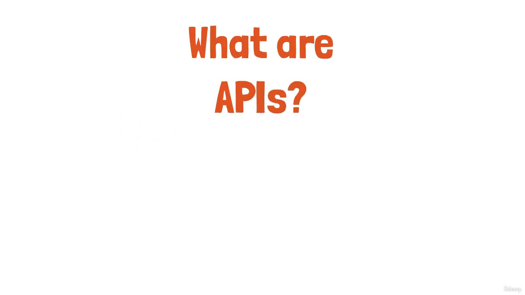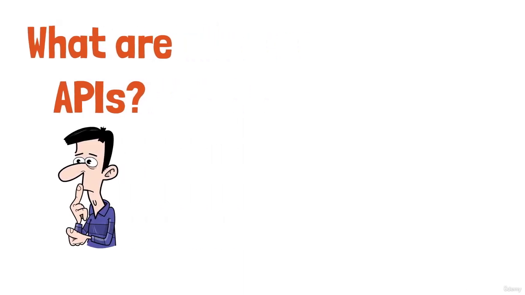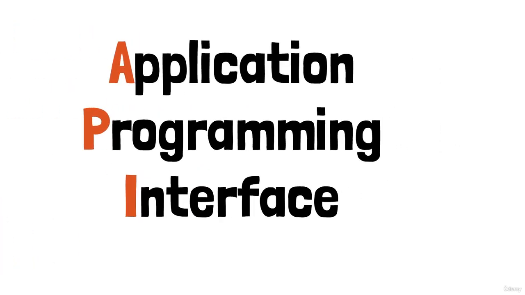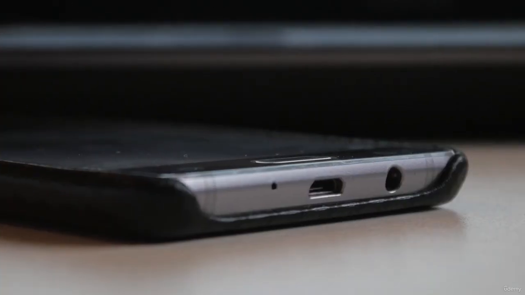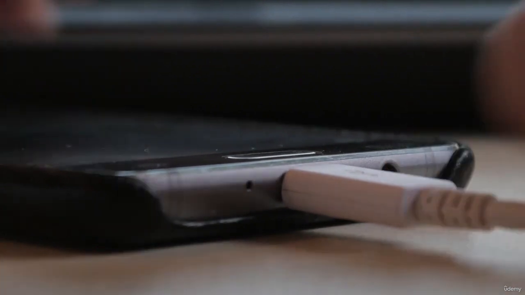If you're new to APIs, here is a very quick introduction. API stands for Application Programming Interface. Probably the last word, interface, is the most important one to understand. To get a concept of an interface, think about charging your phone.